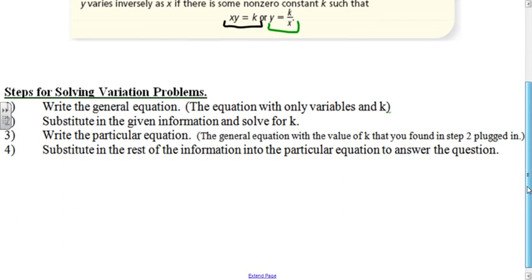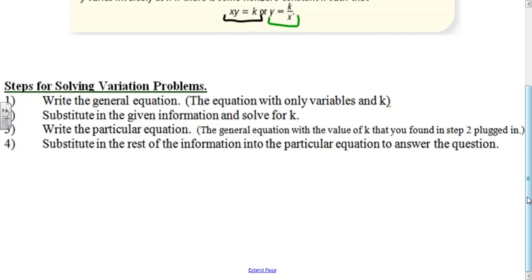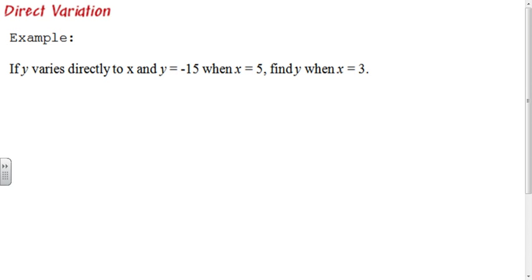So to solve these variation problems, we would write out the general equation for whatever one we're looking at. So again, we need to know, are we looking at direct, joint, or inverse variation? Write out the equation with the variables and k, substitute in our given knowledge, and that would help us solve for k. Write out the particular equation, so we just have our x, y's, and maybe our z's, and we plug in the value of k that we know into that equation, and then substitute the rest to find our answer. So let's see how this one looks.